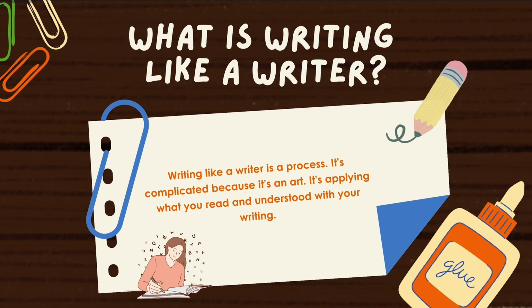And as we know from English 1301, art is complicated. It's a complex thing. So essentially, writing like a writer is applying what you read and understood to your writing. I'm going to go a little bit more on a tangent as to what that sentence actually means. Writing like a writer means that you're writing for a reason. You're writing to address an audience. And you have to understand why you're writing or why you're applying a certain thing. And so that's essentially what writing like a writer is.